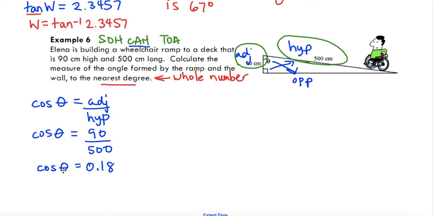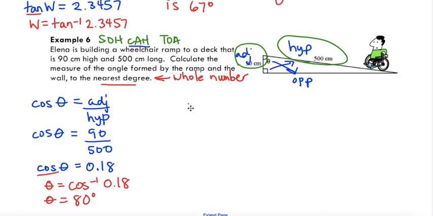From here, I need to get theta all by itself, so I have to get rid of the cosine from the left-hand side. The opposite of cosigning a number is taking that cosine inverse, so that I'll make it disappear from the left-hand side. So I'm just left with theta, and I have to do the cos inverse of the right-hand side, which is the cos inverse of 0.18. And when I do that and I write my answer, I get an answer of 80 degrees, and that's to the nearest degree.